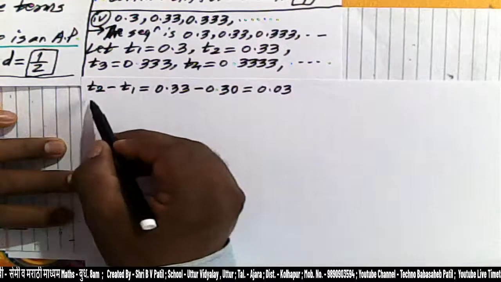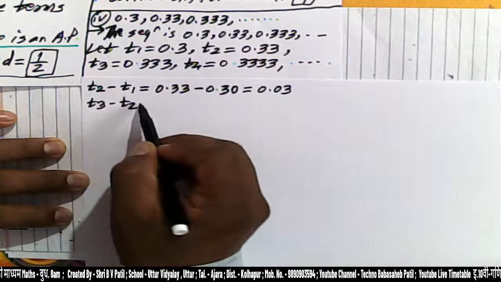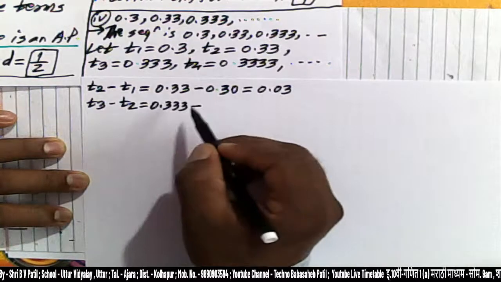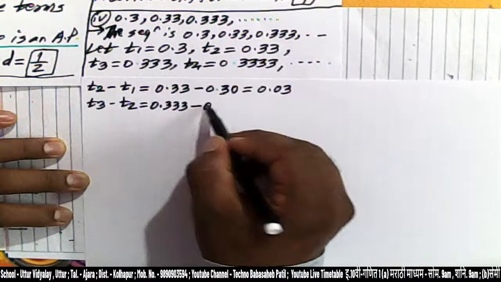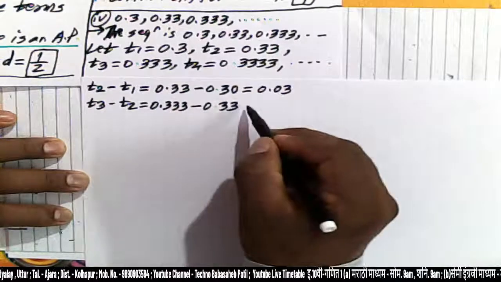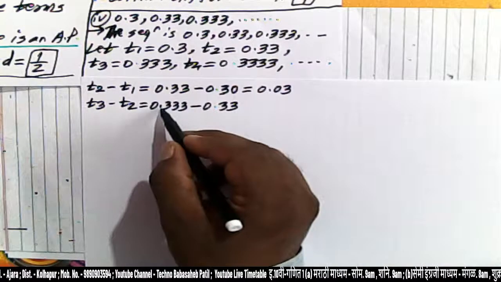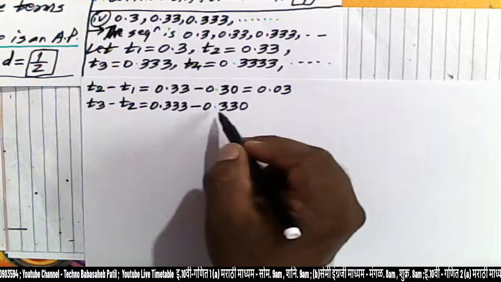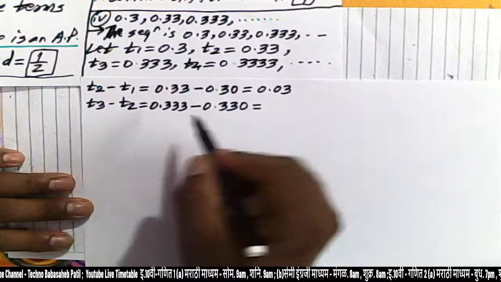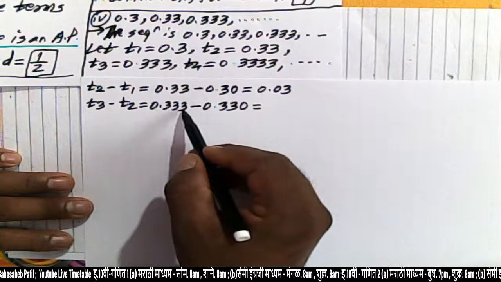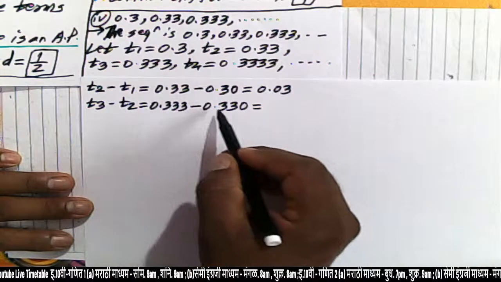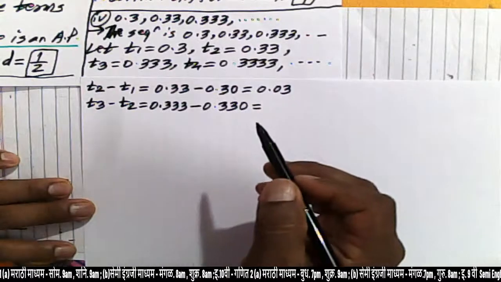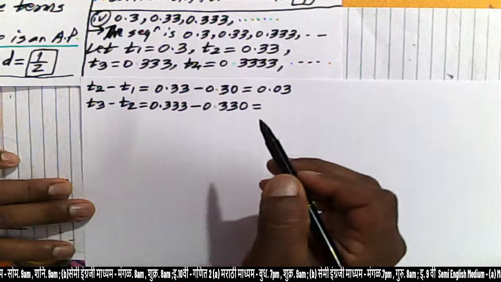Then the next difference, that is T3 minus T2. The value of T3 is 0.333 minus the value of T2, 0.33. Here after the decimal point 3 numbers are there. Here 2 numbers, we add 1 zero, then we get 3 numbers. Then 0.333 minus 0.330. What is the subtraction? Yes, good answer given.